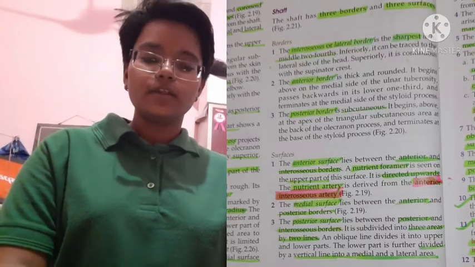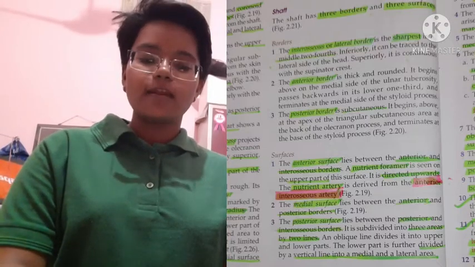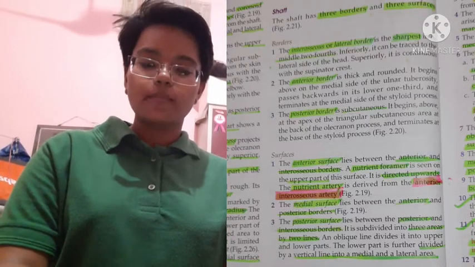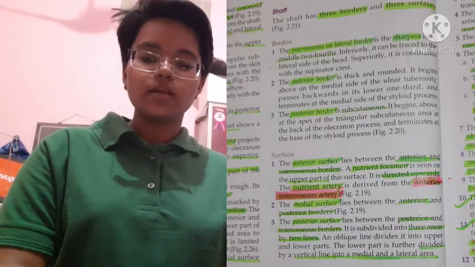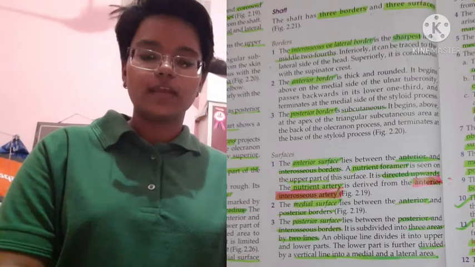It is subdivided into three areas by two lines. An oblique line divides it into upper and lower parts. The lower part is further divided by a vertical line into a medial and a lateral area.